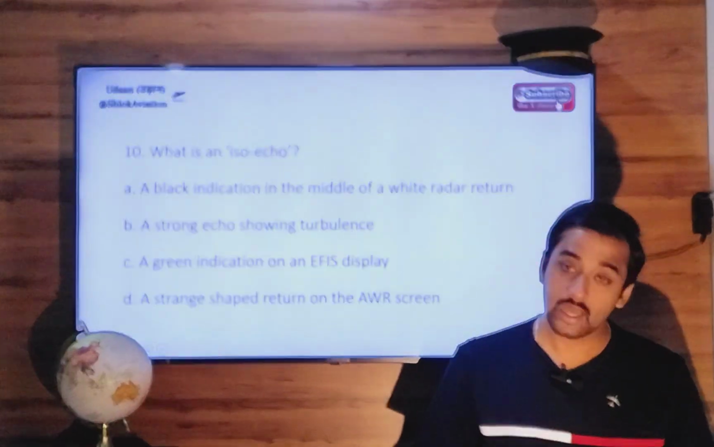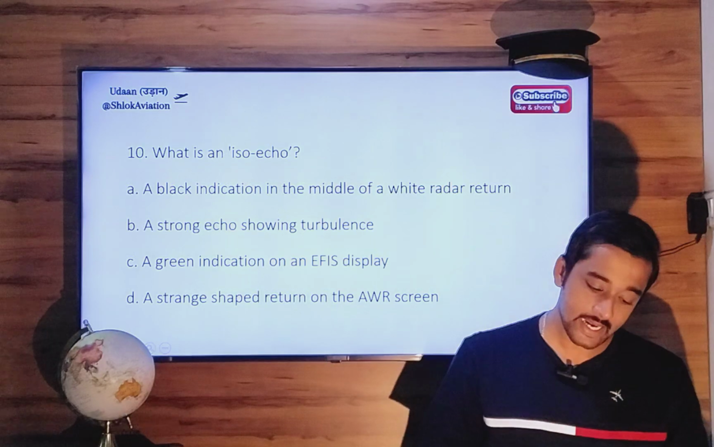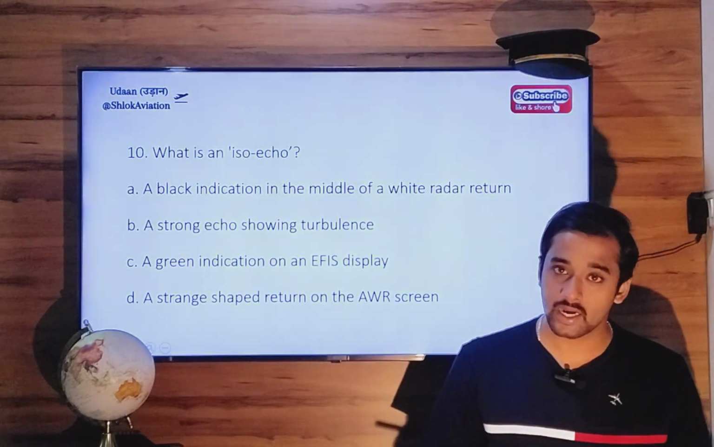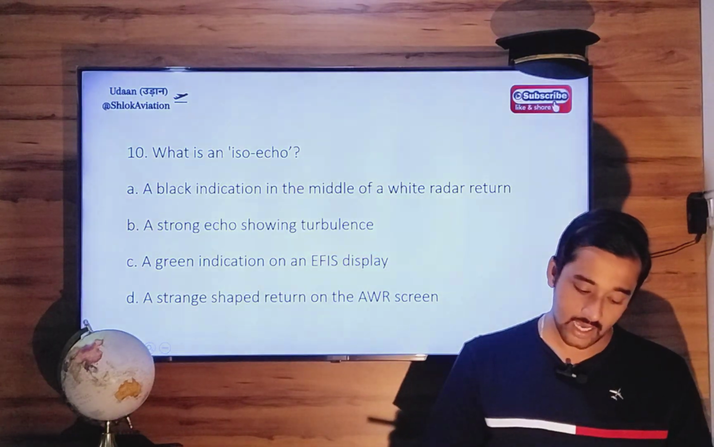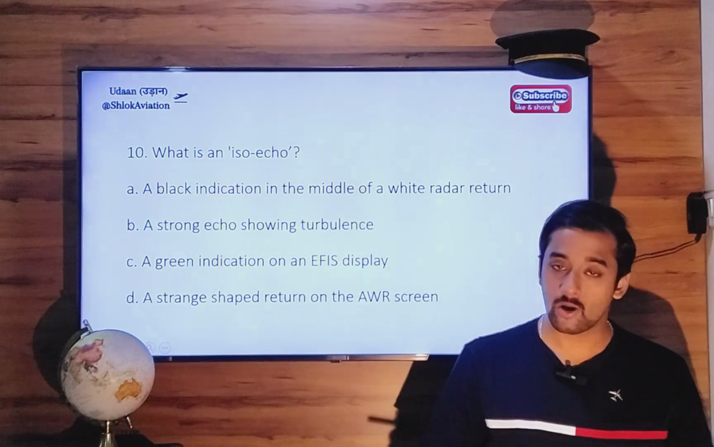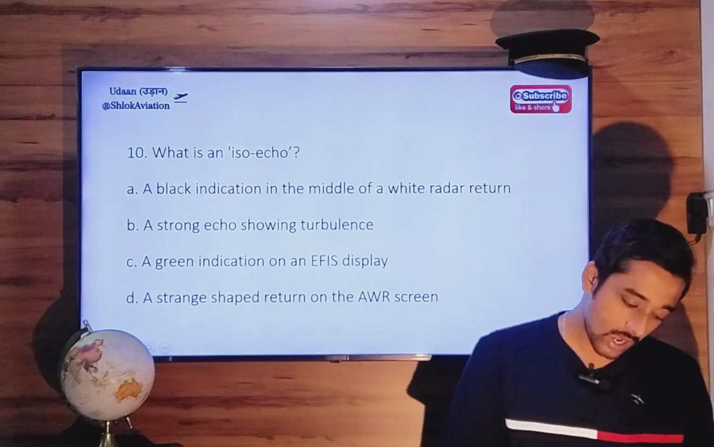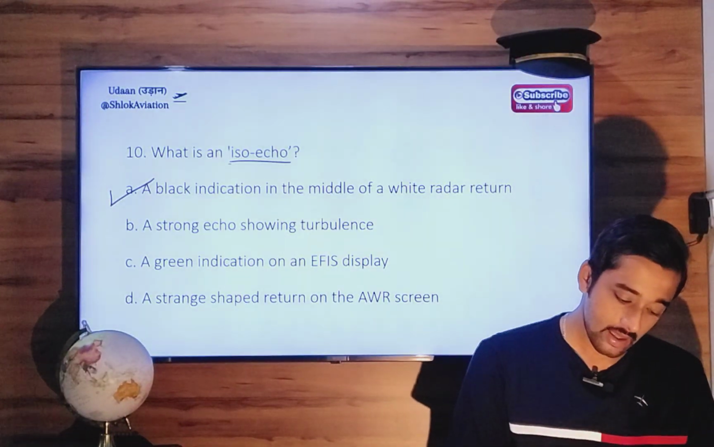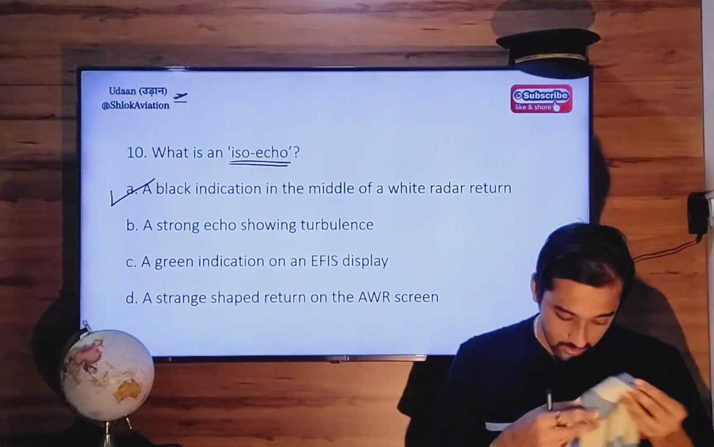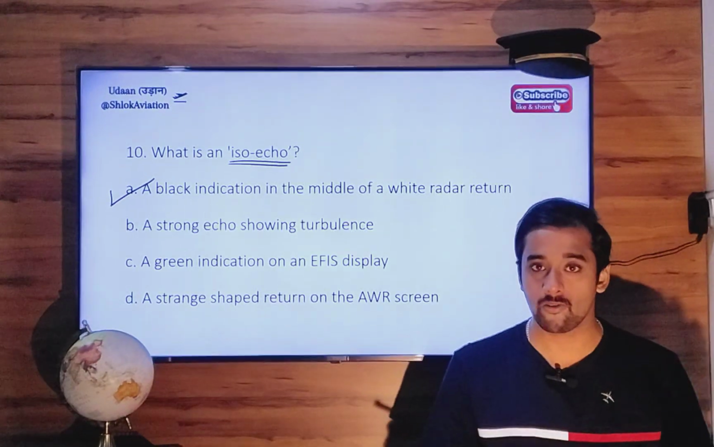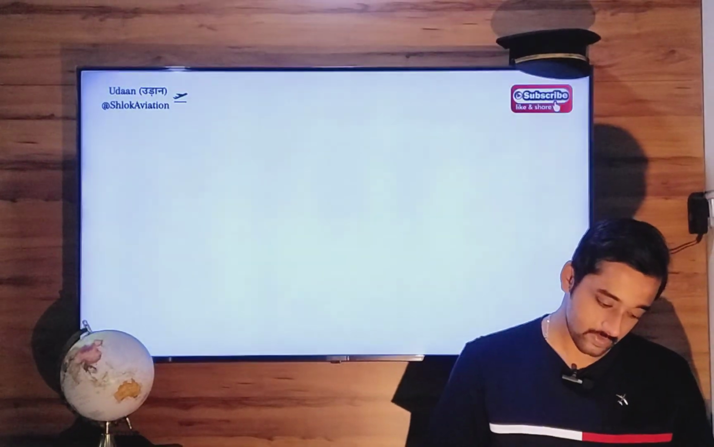Next, question number 10. What is an ISO echo? It is a black indication in the middle of a white radar return, a strong echo showing turbulence, a green indication on an IFIS display, a strange shaped return on a screen of airborne weather radar. So ISO echo is nothing but a black indication in the middle of a white radar return. Okay, black indication in the middle of a white radar return.